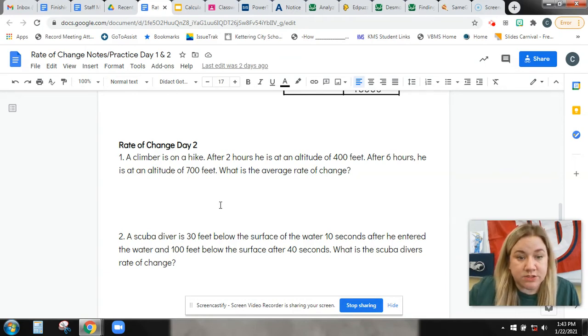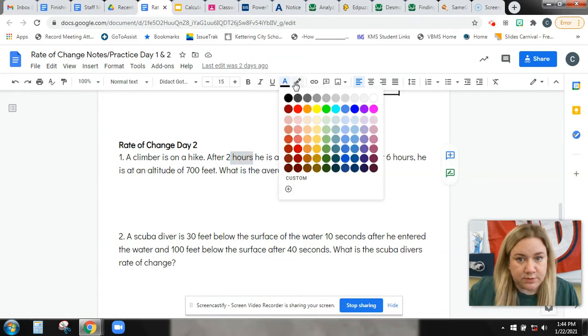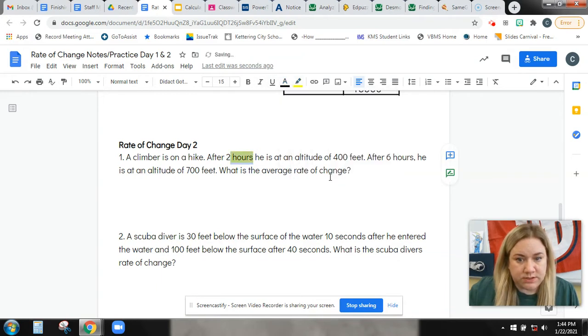The first thing that I would do is try to find the two variables. So I'm going to look back through it again. A climber's on a hike. After, that seems like a unit right there. Hours, he's at an altitude of 400 feet. And I have a unit right here again. What's feet measuring? It's measuring altitude in feet, right? And then I see it again. So I'm like, oh, okay, we're looking at hours and altitude in feet.